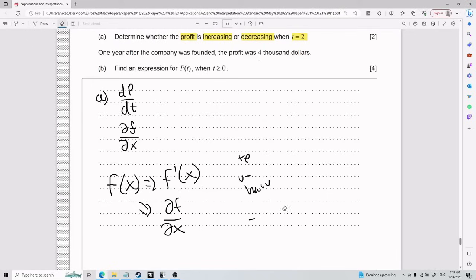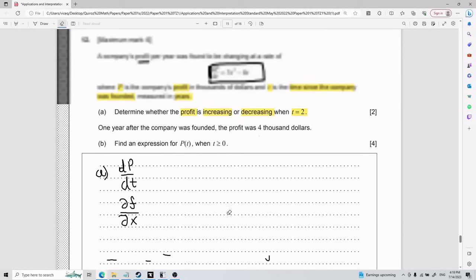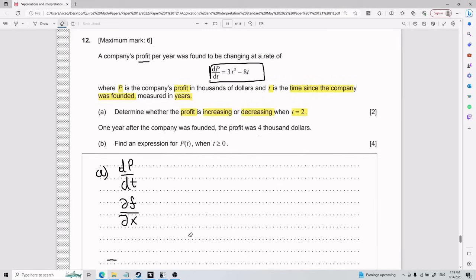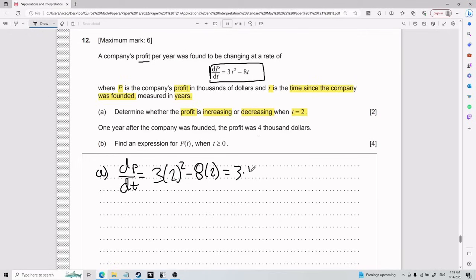Ah, okay. So now that we understand that idea, if over here it asks, is the profit increasing or decreasing when t equals 2? So when the company is 2 years old, is it increasing or decreasing? You gotta take this dp over dt and plug in t equals 2. Okay? So plug in t equals 2. So 3 parentheses 2 squared minus 8 parentheses 2. You end up with 3 times 4 because of 2 squared, minus 16 because of 8 times 2. This is 12 minus 16, which gives you negative 4.